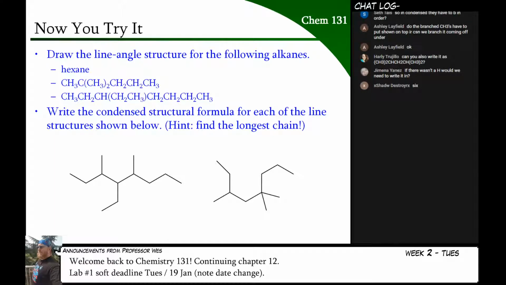So 6 is correct for hexane. 6 what, though? When you're finished in the chat, let me know.